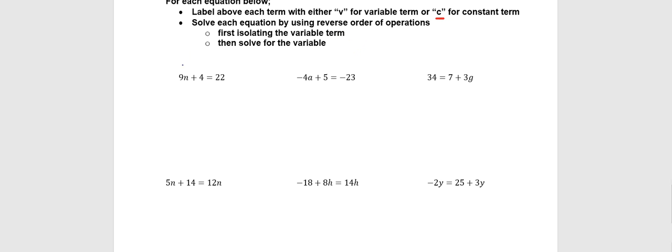So when I look at this, and we're going to work with this first equation, 9n plus 4 equals 22. Well, there are 1, 2, 3 terms. The first term is a variable term. It has a variable in it, and that term is known as 9n. So we're going to label a V above that. The 4, since it has no variable, is an example of a constant term. And it's equal to the number 22, which also, because it has no variable, is referred to as a constant term.